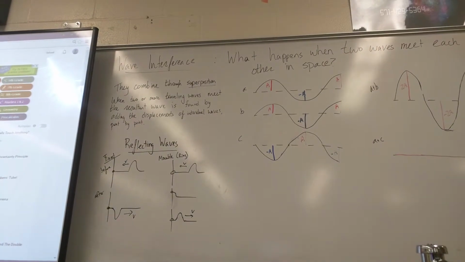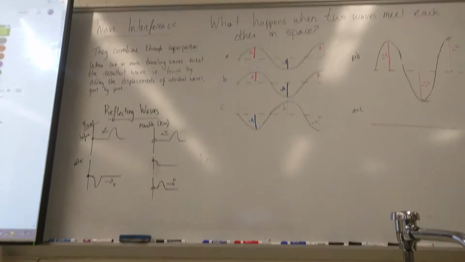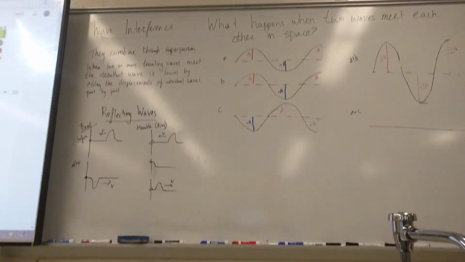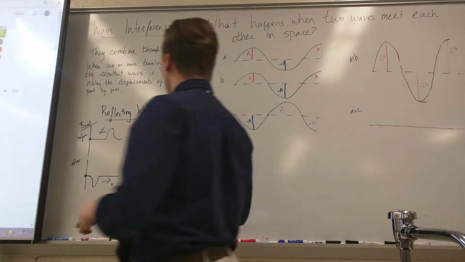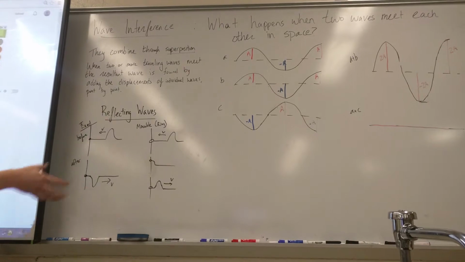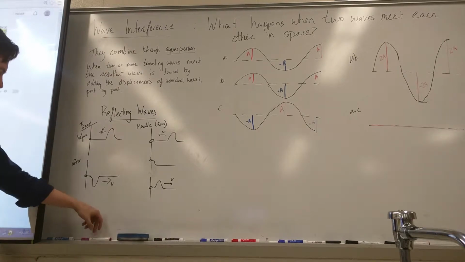We're taking a trip, and we've got to our destination. So what happens when waves meet each other? They combine through superposition, which is when two or more waves that are traveling meet. The resultant wave is found by adding the displacements of the individual waves point by point.